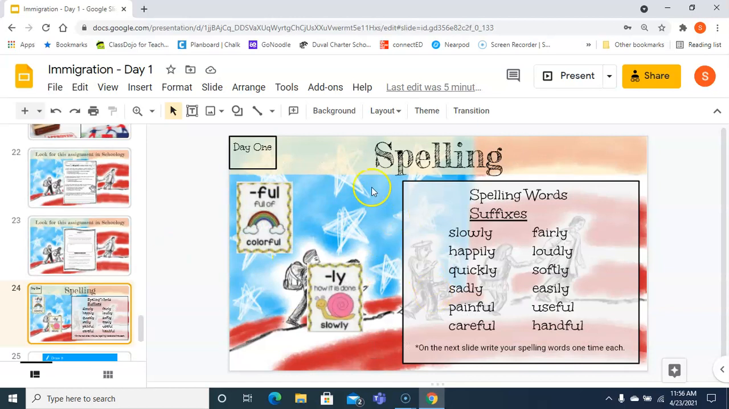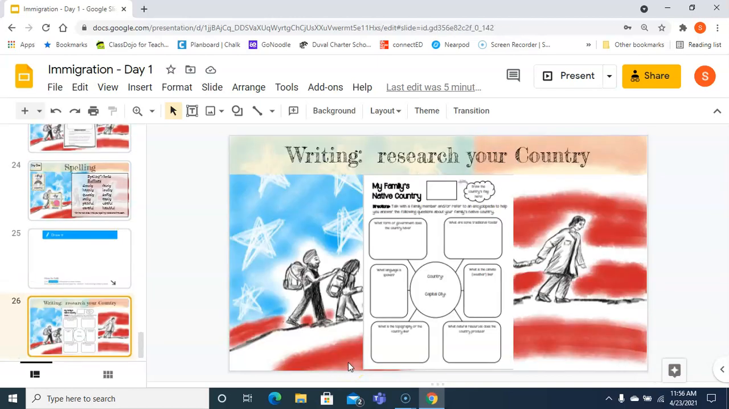Okay, let's look over your spelling as well. Spelling this week is suffixes. Full, which means full of, like colorful, full of color, and ly, slowly, how it is done. It's done in a slow way. All right: slowly, fairly, happily, loudly, quickly, softly, sadly, easily, painful, useful, careful, and handful. On the next slide, you'll write those one time each.